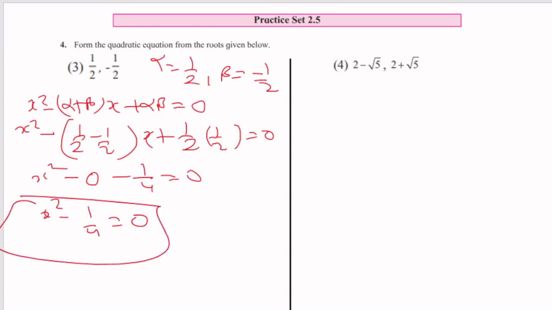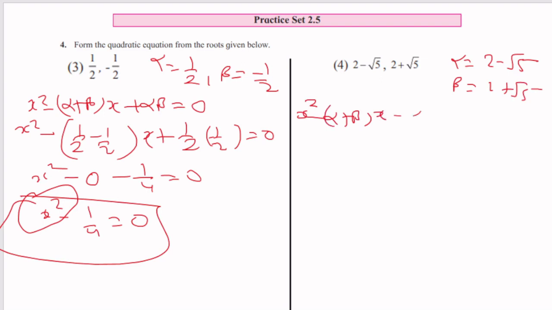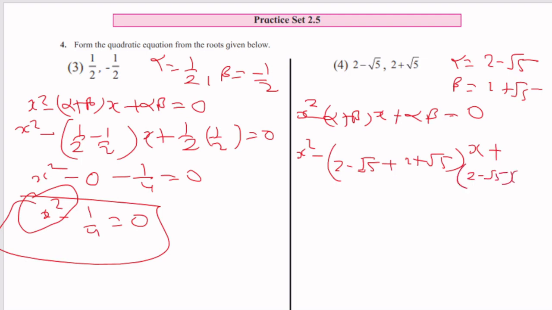Though we don't have an x term over here, this is still a quadratic equation, because we have x². Now in this case, α = 2 − √5 and β = 2 + √5. Let's substitute and see the magic. x² − (α + β)x + αβ = 0. What is alpha? 2 − √5. What is beta? 2 + √5. So x² − ((2 − √5) + (2 + √5))x + (2 − √5)(2 + √5) = 0.